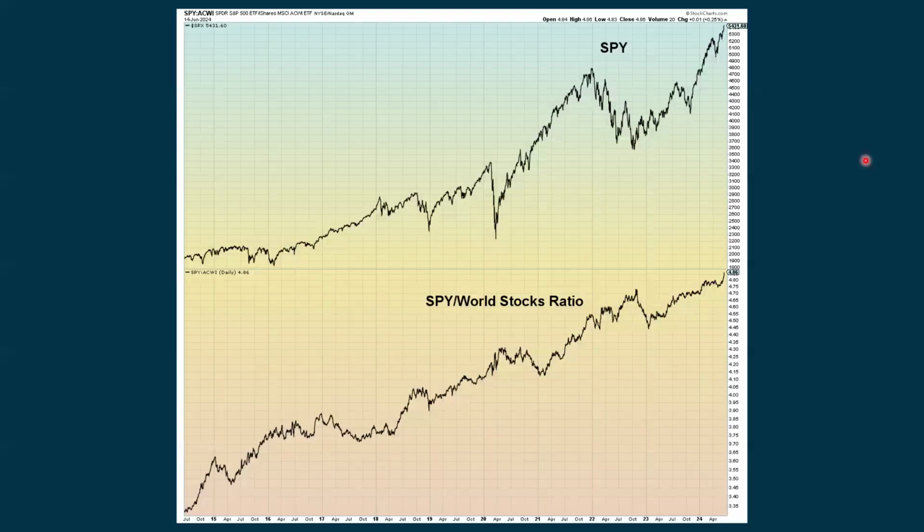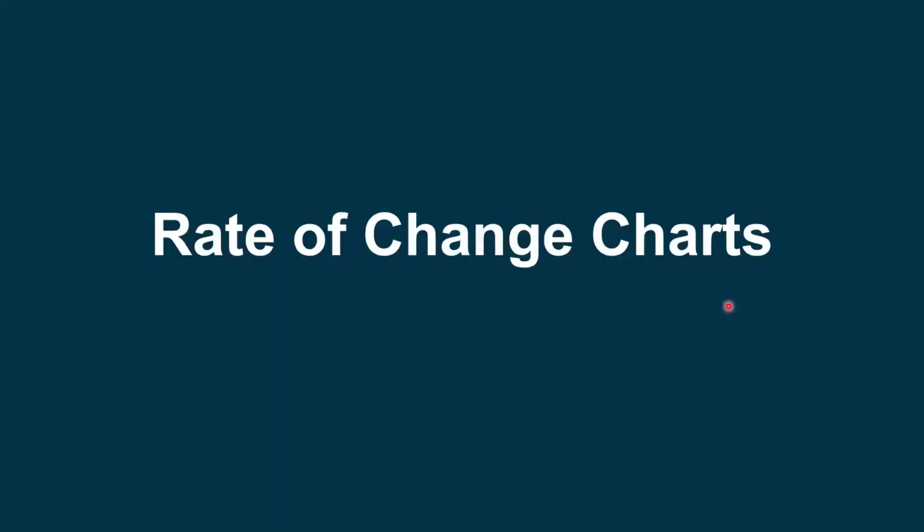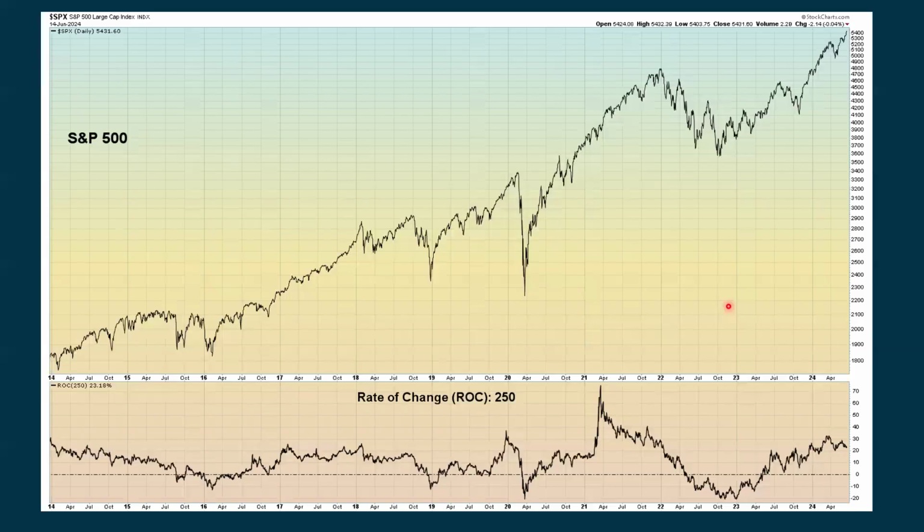They are really underperforming the Dow right now. And then this is the S&P on top, or SPY, the ETF, and then we do a ratio between the SPY and world stocks, showing how the SPY, or the S&P 500, is outperforming other stocks throughout the world.